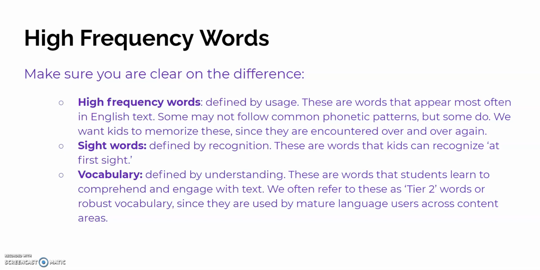And finally, the third term is vocabulary. We often refer to our vocabulary words as robust or tier 2 words. These are words that are defined by understanding. For students to comprehend a text, these are words that they would need to understand to be able to read and comprehend a text. For example, in Wit and Wisdom, I know that the word ripen is used in second grade, and that is a vocabulary word.